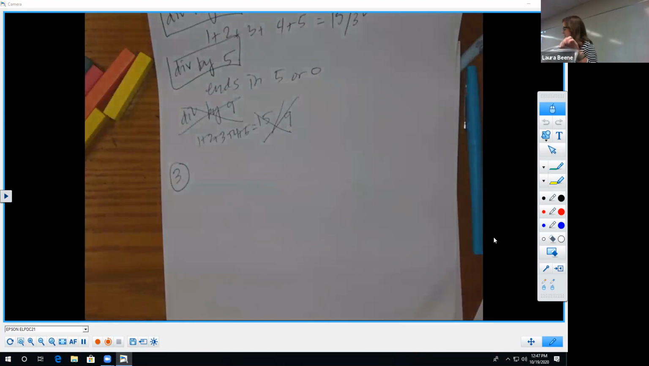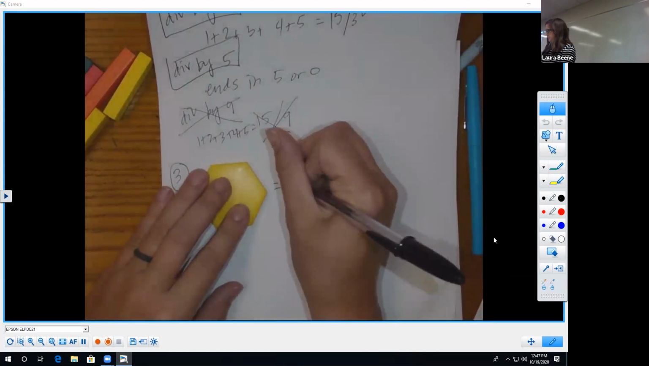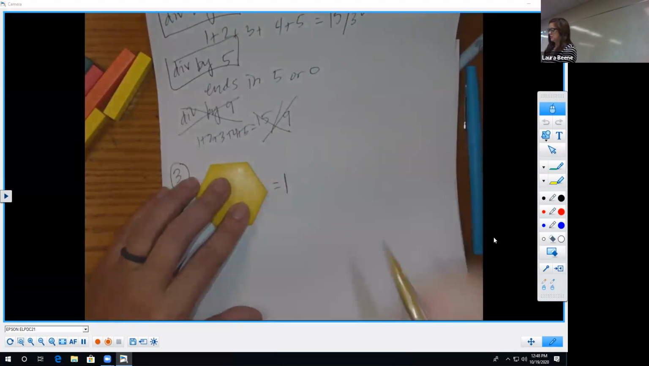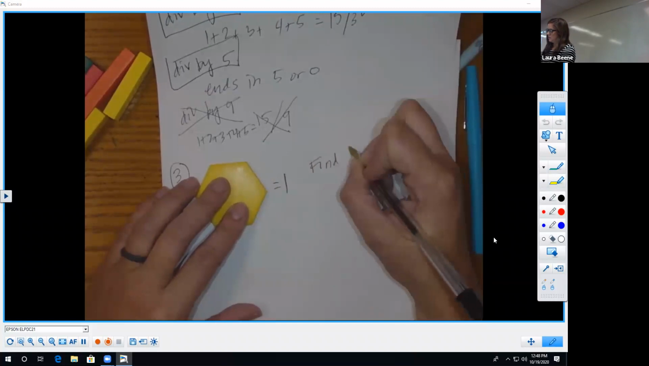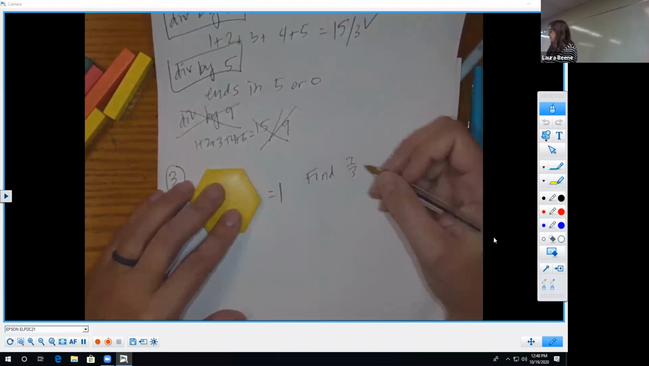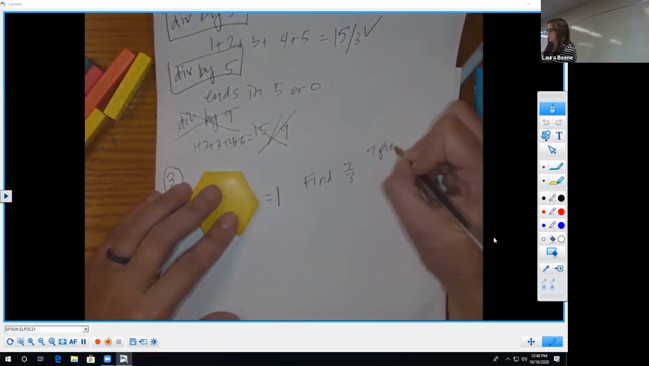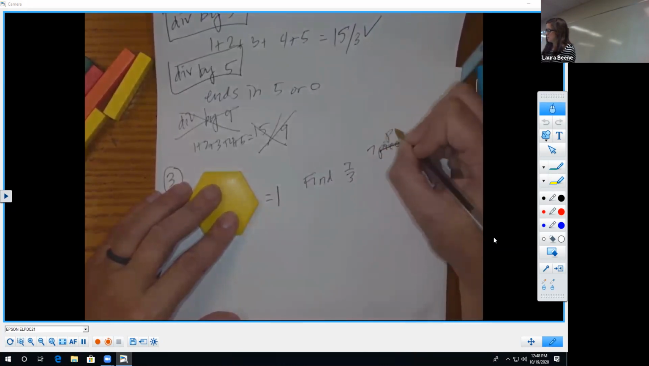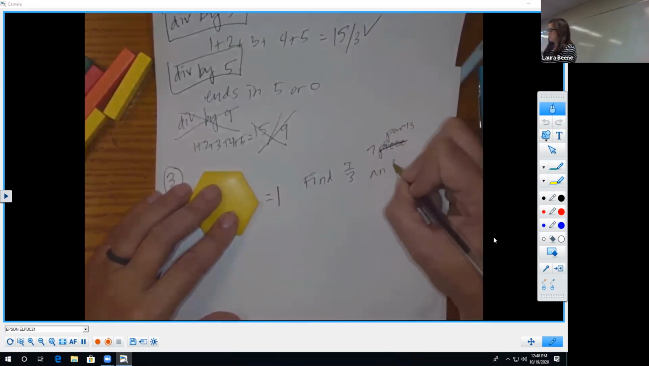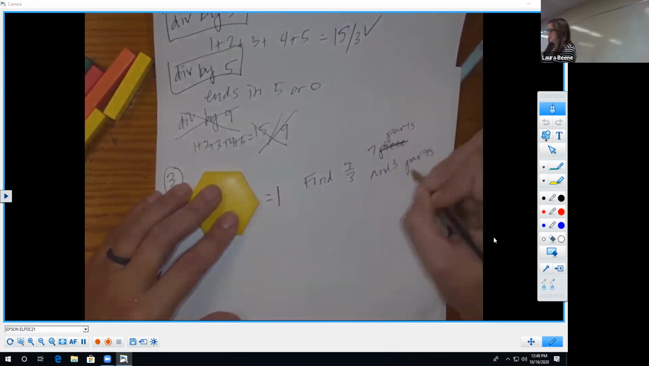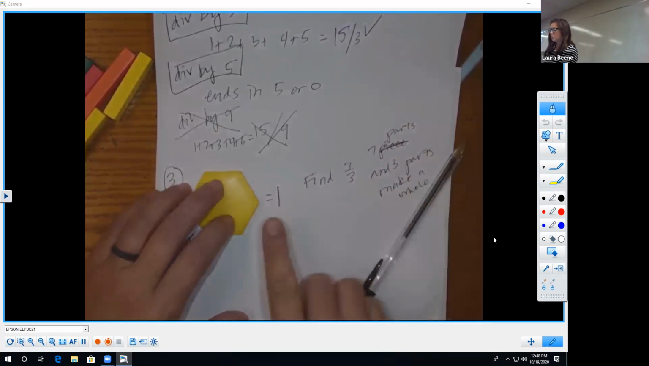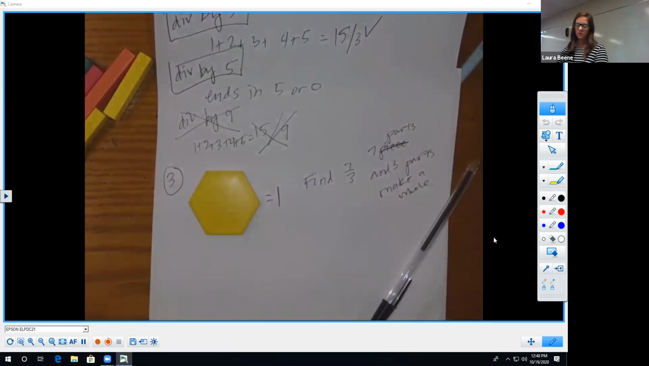Okay, so for number 3, pattern blocks, you're told that the yellow hexagon represents a value of 1. So this equals 1. We want to find 7/3. 7/3 tells us a few things. It tells us we need 7 pieces in our answer, or 7 parts, and 3 parts make a whole. I have a whole here. I need to split this into 3 parts to figure out what my part is in this situation.